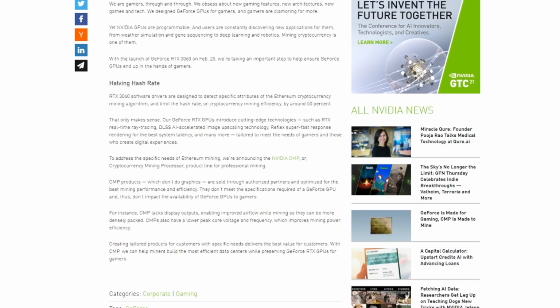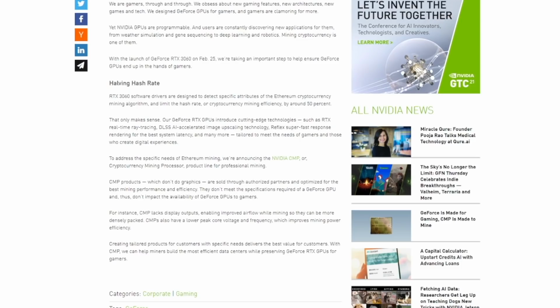Here we go. "RTX 3060 software drivers are designed to detect specific attributes of the Ethereum cryptocurrency mining algorithm and limit the hash rate, or cryptocurrency mining efficiency, by around 50%." So they're halving what this GPU is actually capable of through the driver. They go on to say that only makes sense.